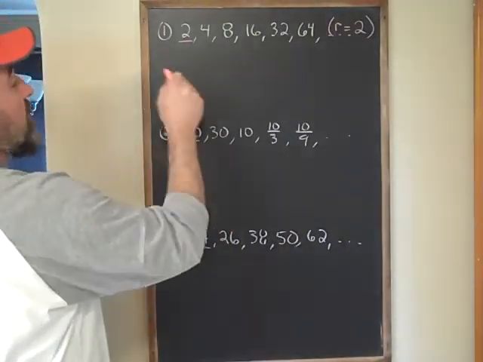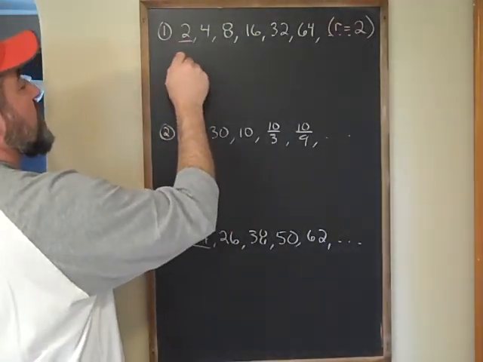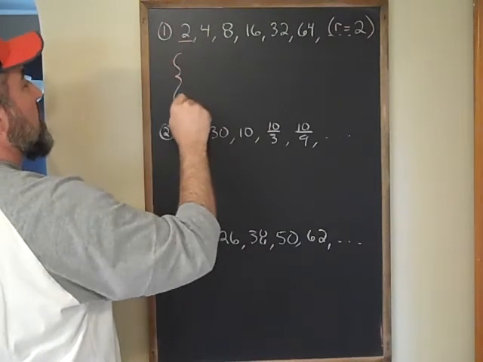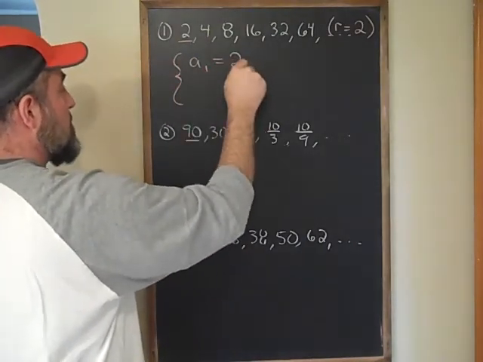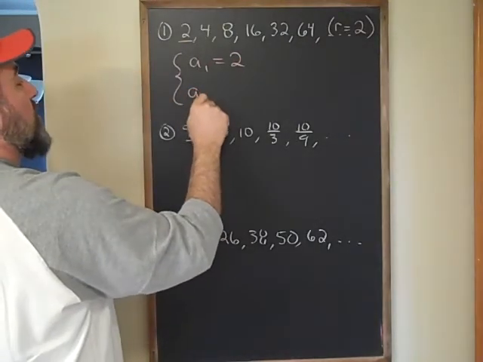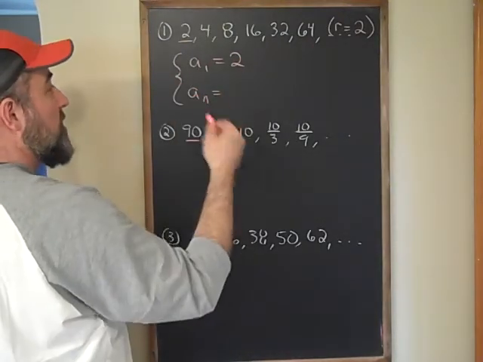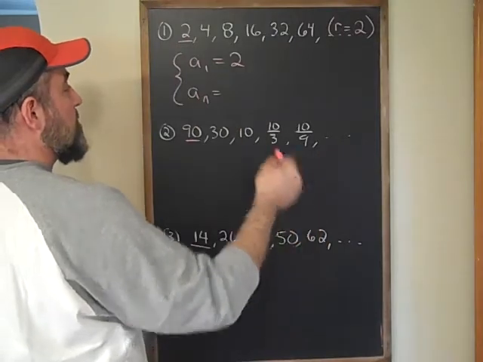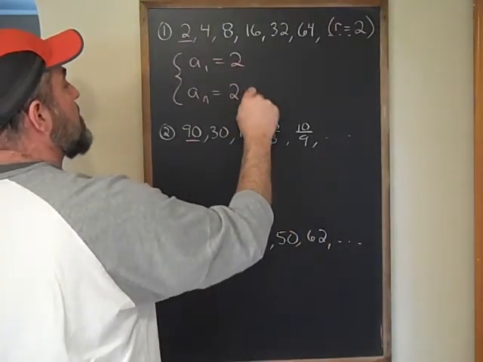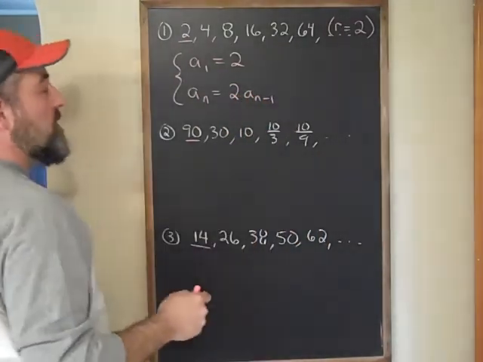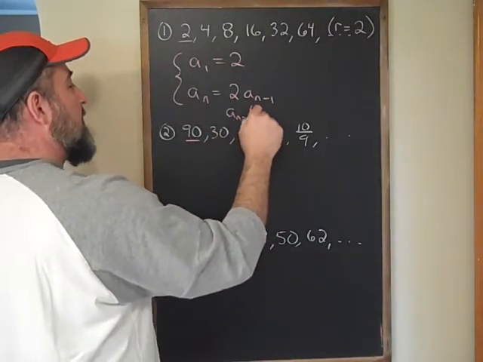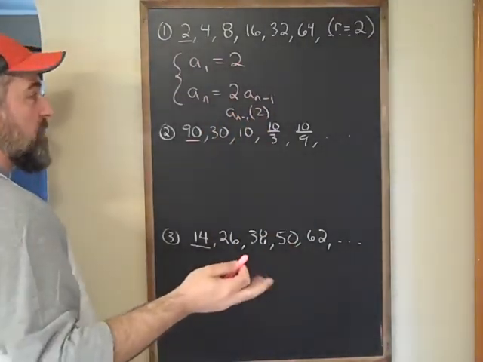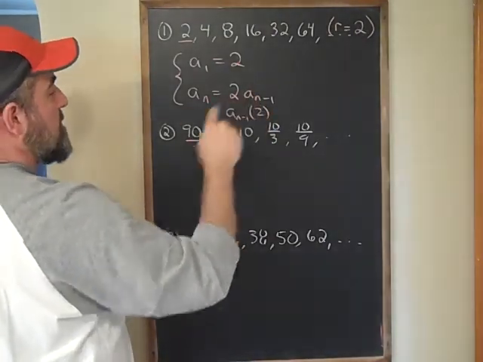So the recursive formula for this is going to say a sub 1, our first term, is 2, and our new term is the previous term multiplied by 2. So 2 times the previous term. Again, you could have said a sub n minus 1, the previous term, times 2. There would be nothing wrong with that. Either way you want to write this, that's good.